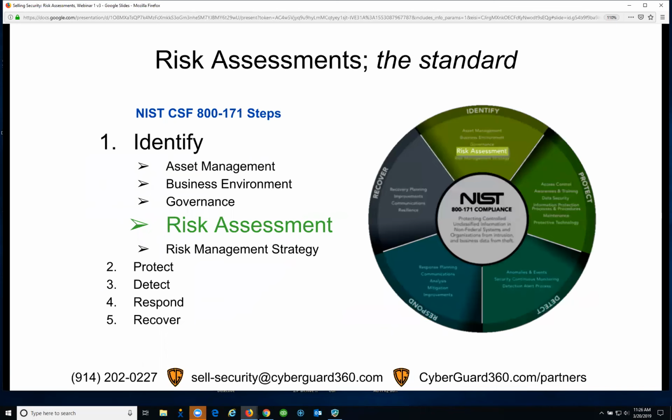So within that standard, as I said, you've got 5 steps to cover. Risk assessment is one component of that, but risk assessment evaluates every element of the organization. So it looks at asset management, business environment, governance, strategy, et cetera. And we'll look at how it does that. But as we go through this deck, I want you to think about this wheel and these items underneath every one of those pieces of the pie, and you'll start to see how a risk assessment speaks to all of them.